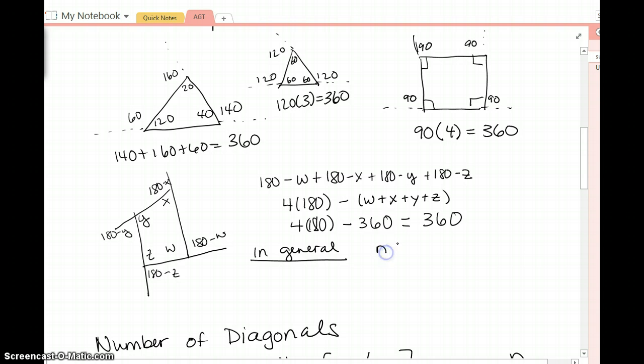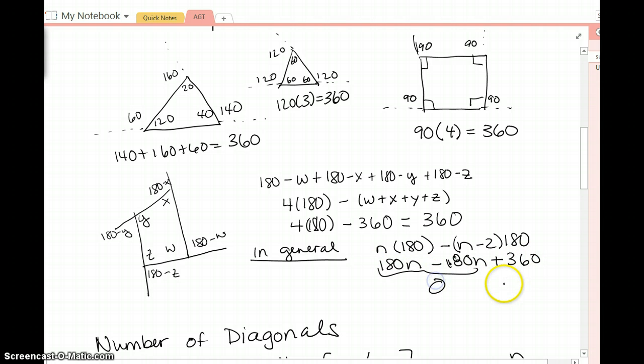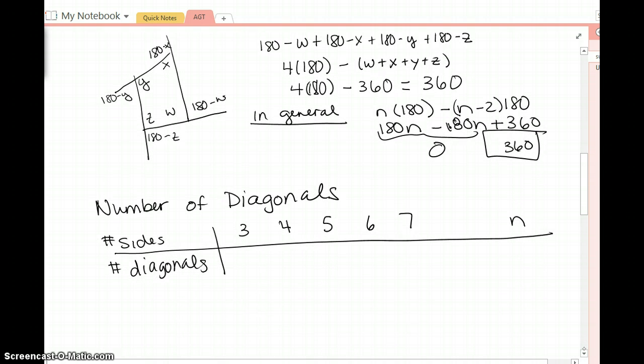So extending it to in general, I'm going to have n times 180 minus the sum of the interior angles, because that would be the measure of all of the angles at each vertex. And so then just doing the algebra here, we have 180n minus 180n plus 360. These two make 0, and so we're just left with 360. So the sum of the exterior angles of any n-gon is 360.